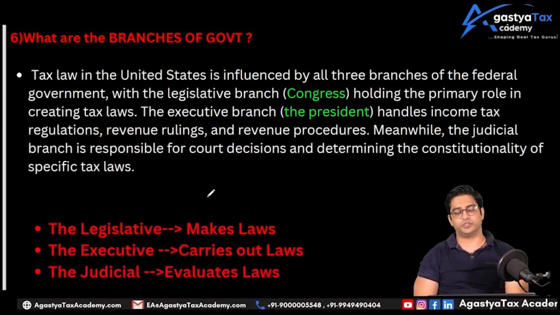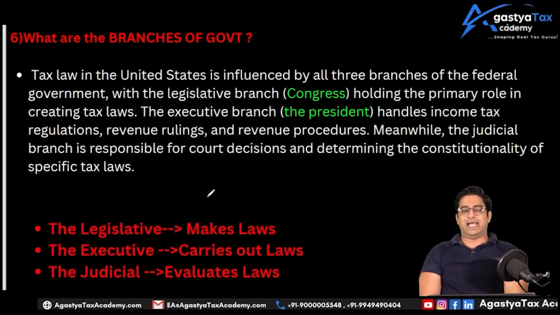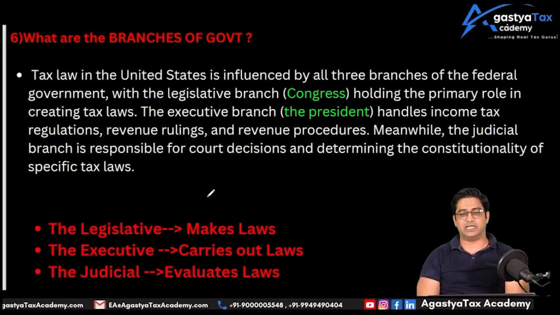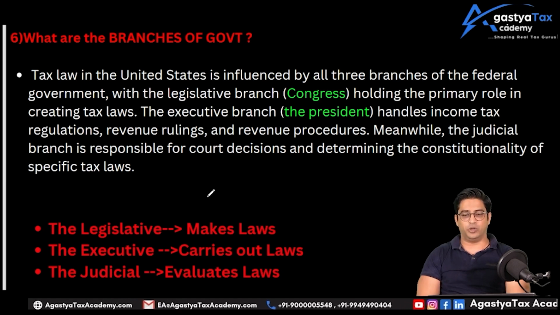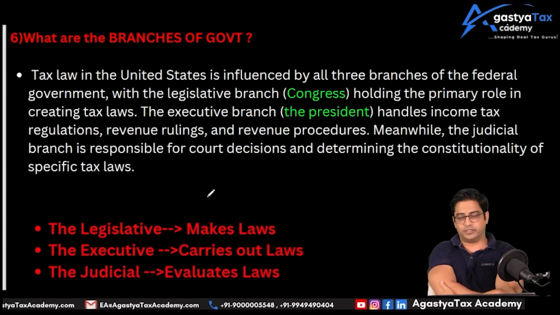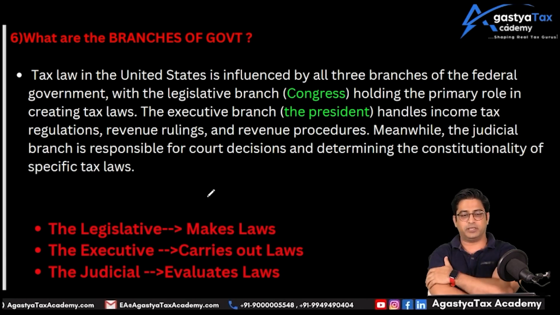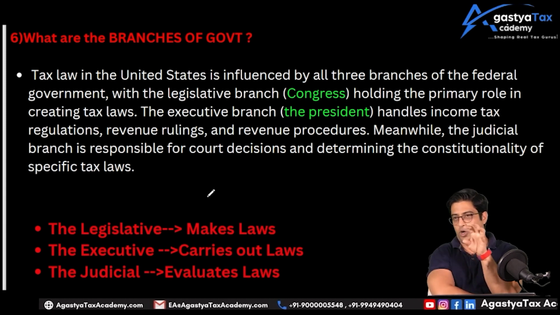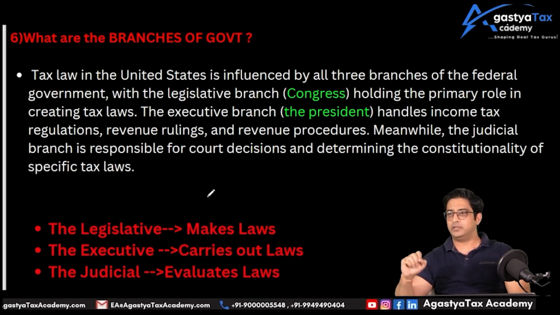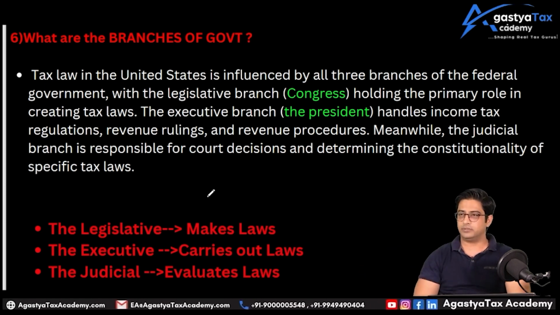Like I mentioned earlier, next question, what are the branches of government? So let's understand. Like I have explained earlier, tax law in United States is influenced by three branches of federal government. With legislative branch, that is Congress, holding the primary role in creating the tax law. The executive branch, the president, handles income tax regulations, revenue rulings and revenue procedures. So the IRS is also part of this executive branch. Once the law is created by Congress, President signs that bill. Once it is signed, his Department of Treasury, which is also an executive branch, will interpret that law.